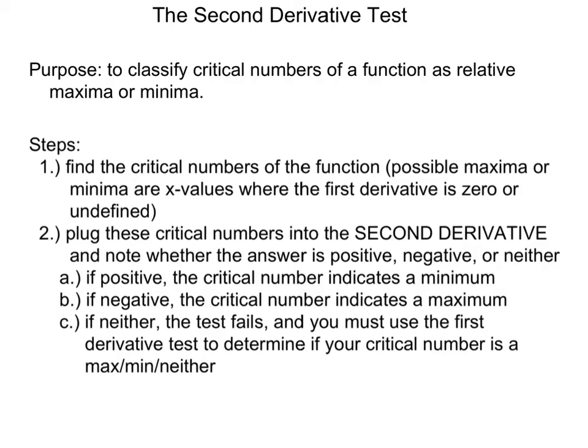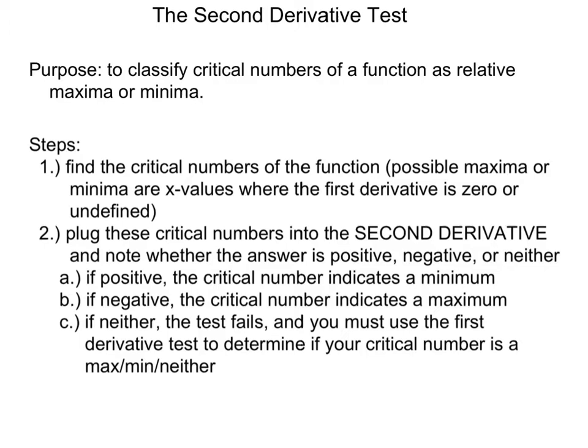Alright, so here we're talking about the second derivative test. Now, the purpose of the second derivative test is to give you another way to classify critical numbers of a function as either a relative minimum or a relative maximum. This doesn't replace the first derivative test, but it's basically another way of doing the same thing. The first derivative test, recall, would let you find out whether intervals were increasing and decreasing for the function, and that told us whether we had a relative max or min.